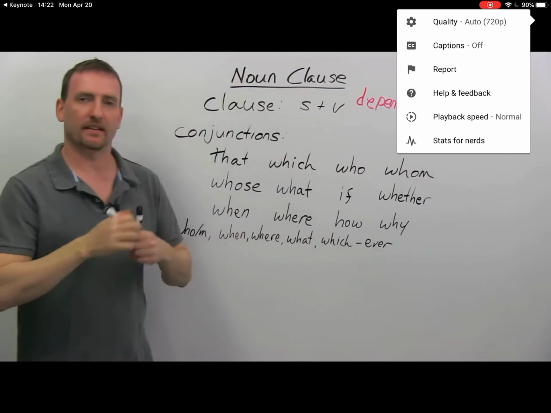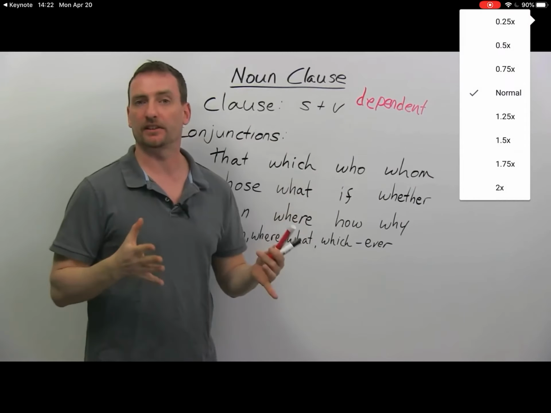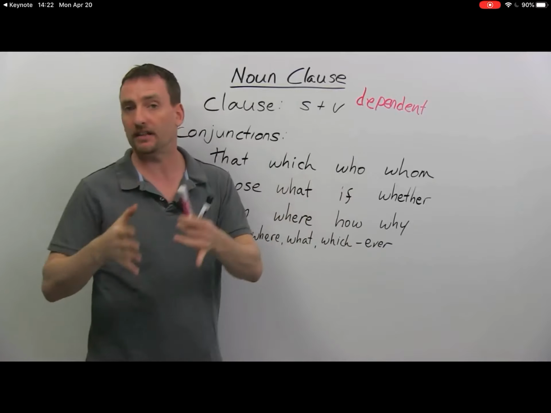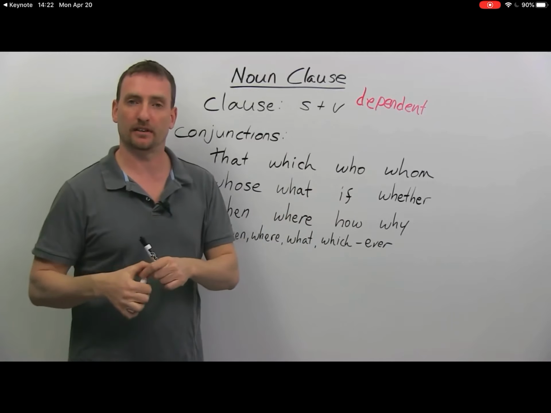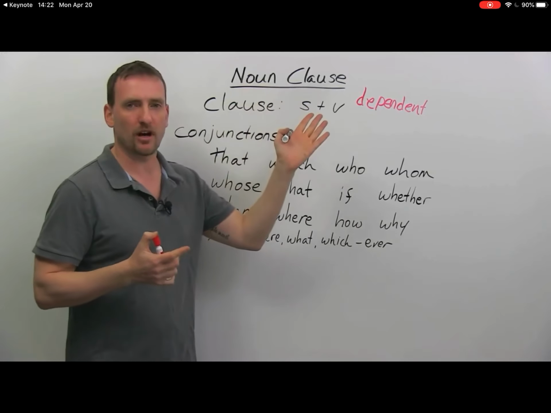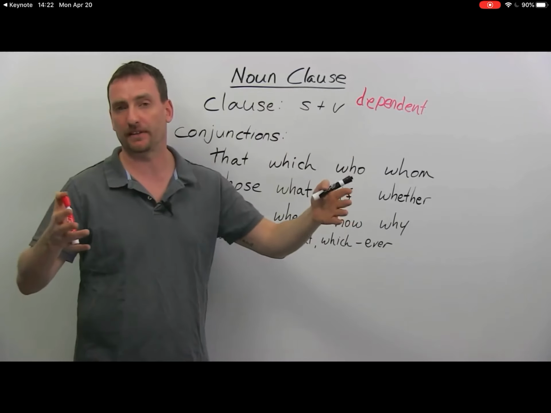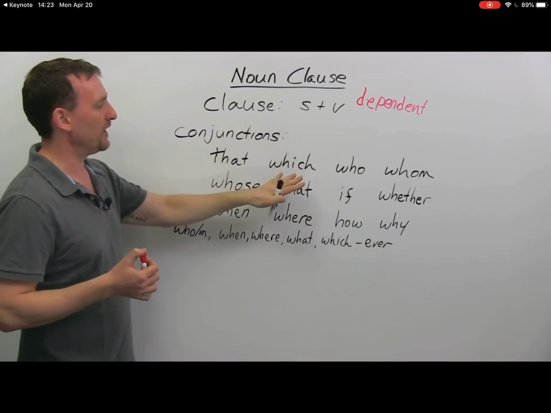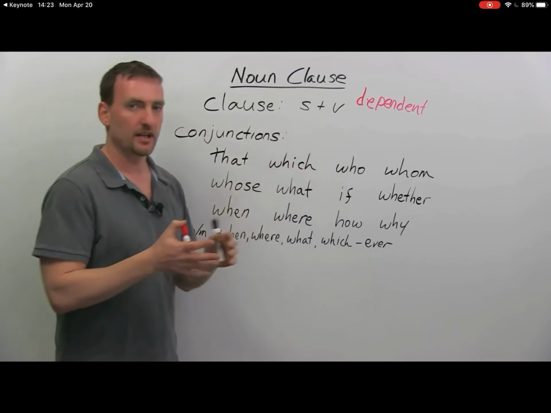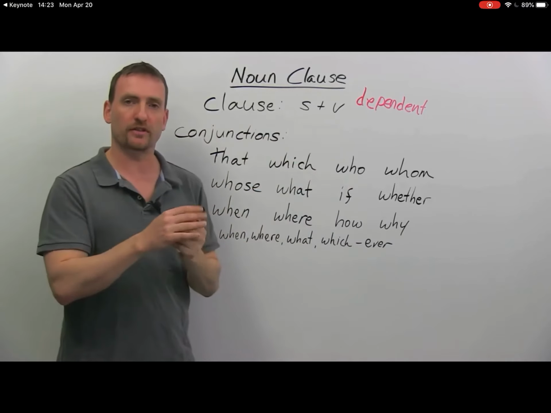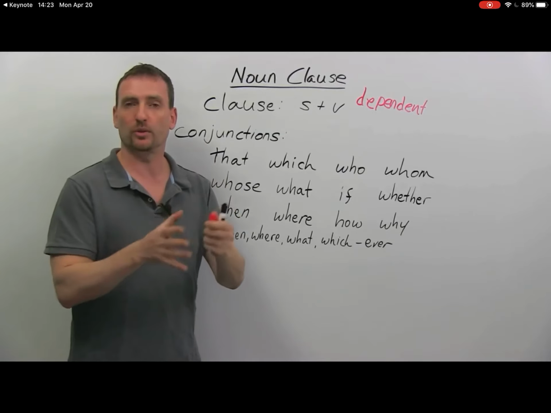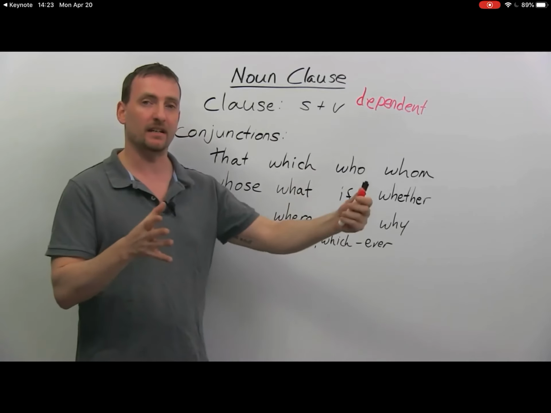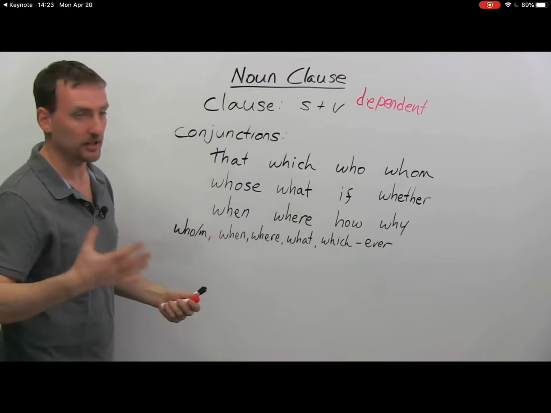What that means is that this clause cannot be a sentence by itself. It is always part of a sentence that contains an independent clause, but the noun clause can be part of the independent clause, and we're going to see that in a moment. But before we do that, we also have to look at the conjunctions. Okay? The conjunctions are the words that join the noun clause to its independent clause, or that begin the noun clause. Okay? And again, we're going to look at examples.